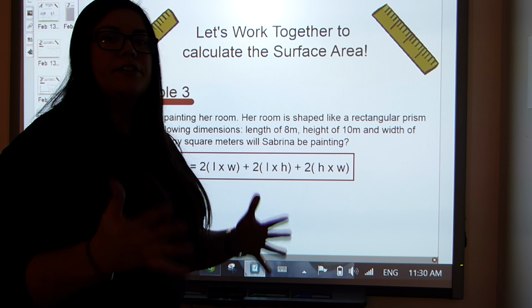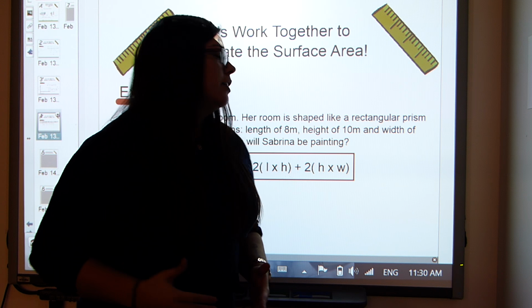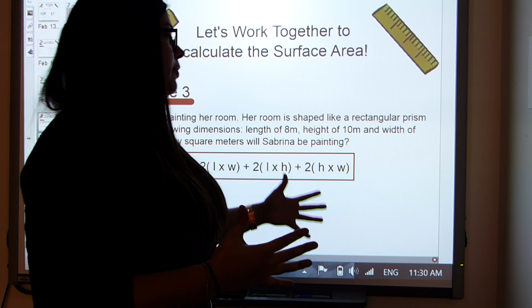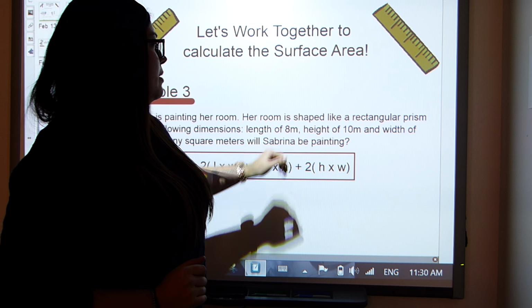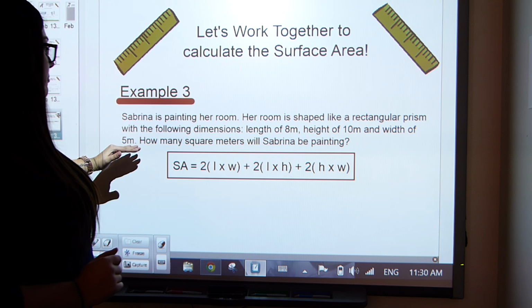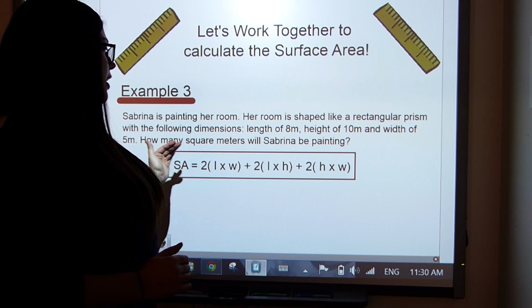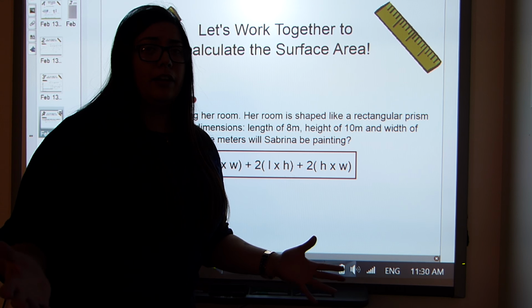Alright, Sabrina, she's painting her room. She's got a huge room, with a height of 10 meters. This girl's got ceilings for days. Alright? A length of 8 meters and a width of 5 meters. So the question is saying, how many square meters will Sabrina be painting?